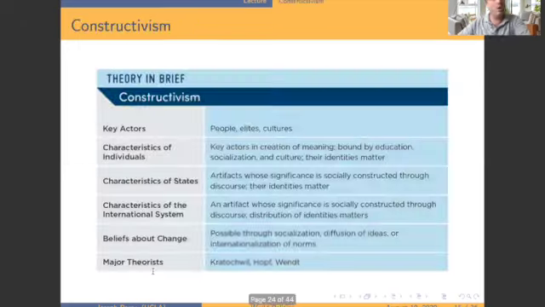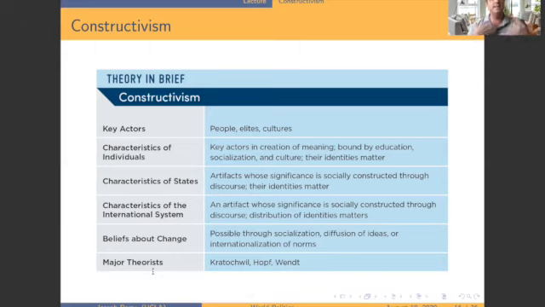Okay, so let's get started. The first theory that we'll be talking about is constructivism. It's perhaps the youngest of the IR theories, coming into its own in the 1990s. Until recently, constructivism was mainly a tool of criticism rather than a school of thought that provided its own tools for explaining and predicting outcomes.